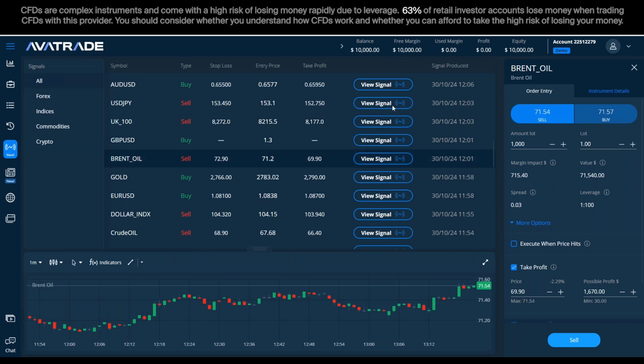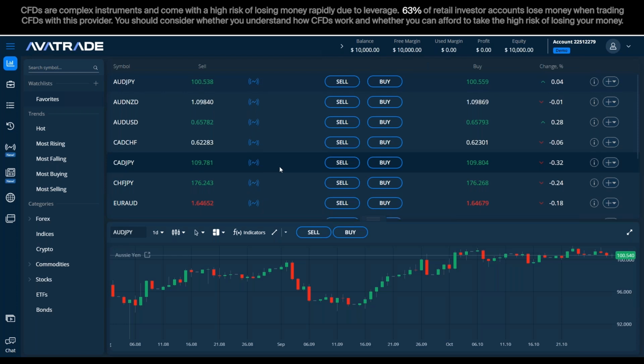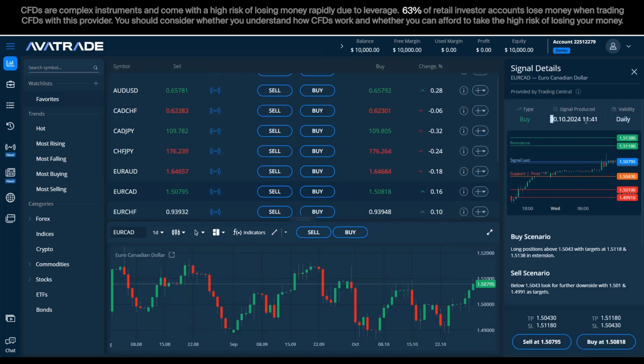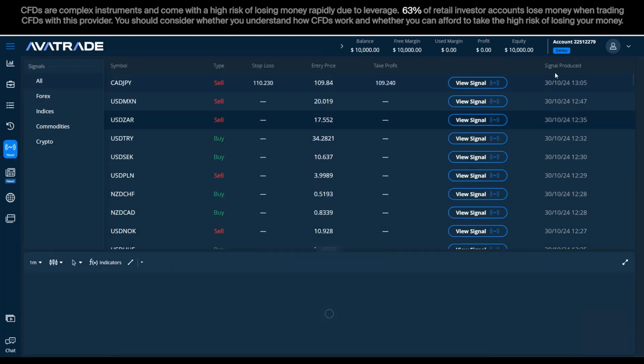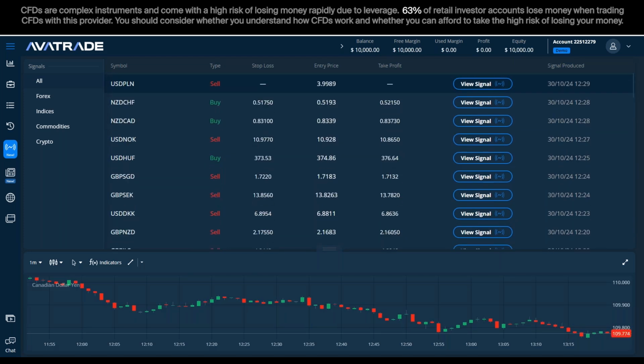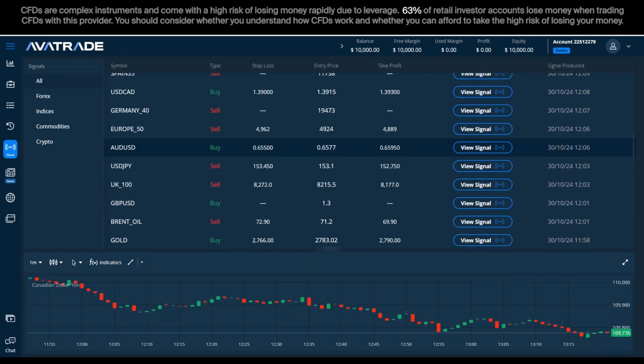But if you do it from the outside, you're not going to get that column here, and you will not know when the signal was produced. Let me just show you that quickly. Only after you open the signal is it going to tell you when it was produced. But if you do it from the signal section, the advantage is that you can see in a linear timeline when it was produced, from the newest to the oldest.